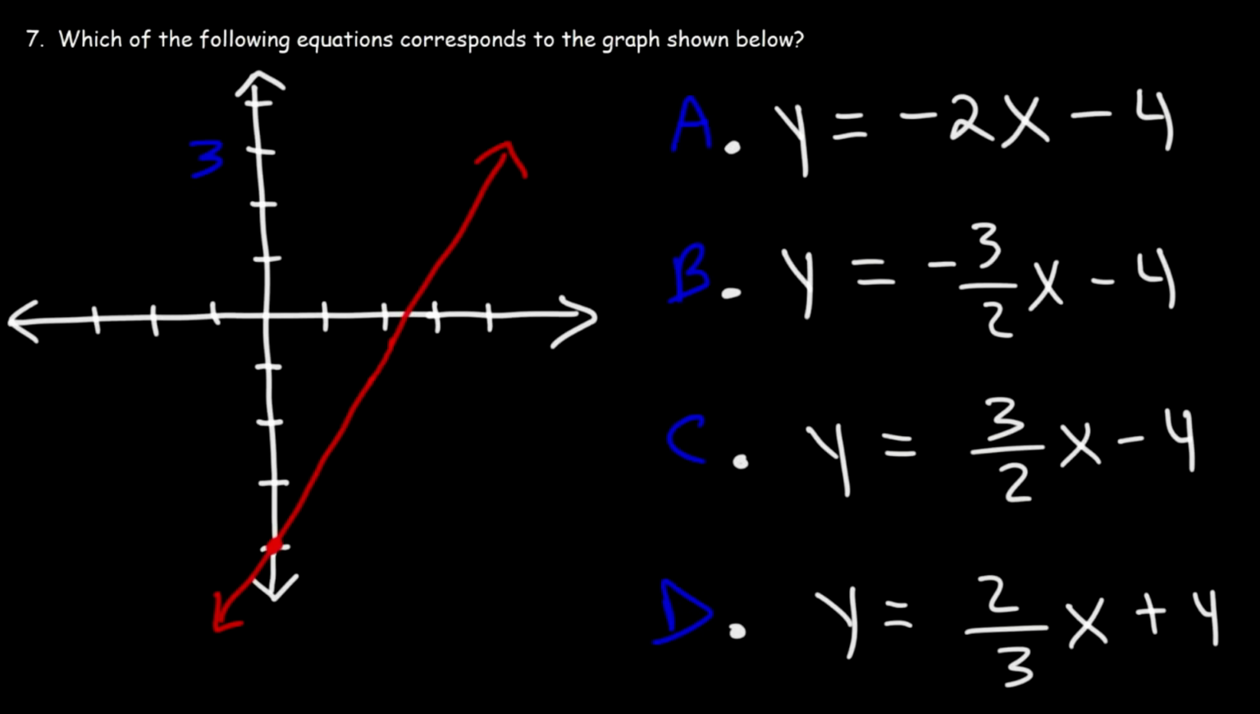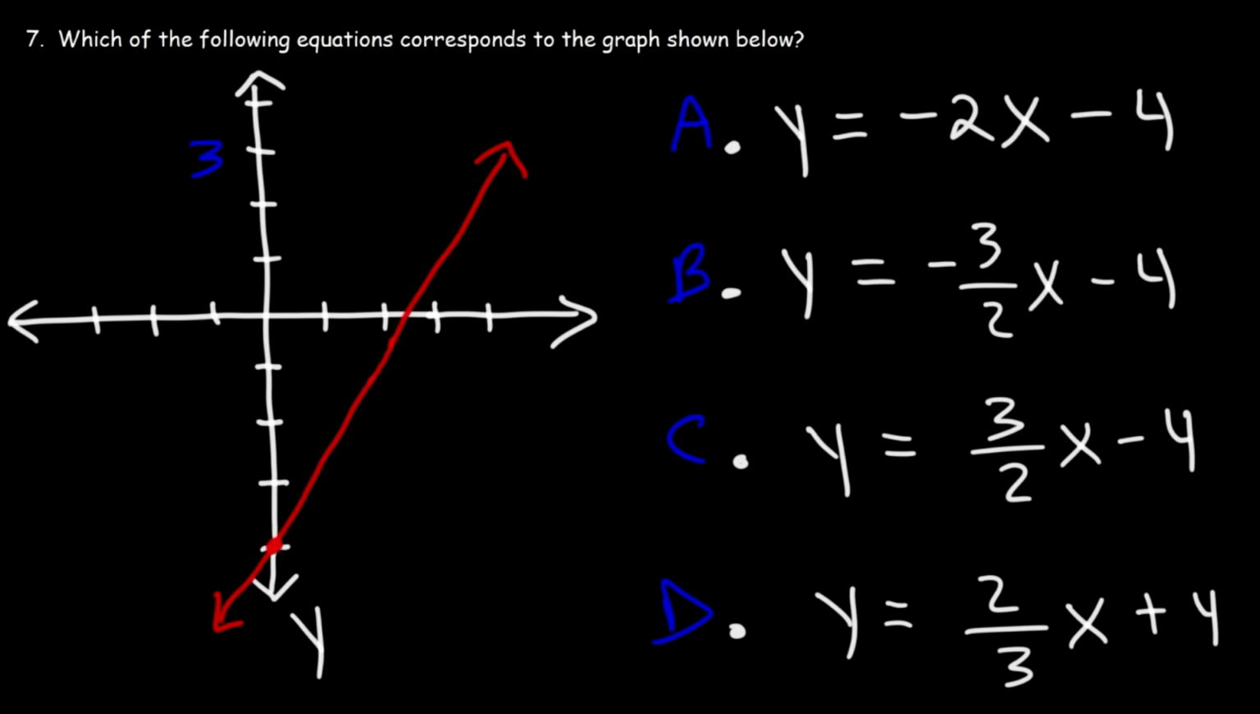Number 7. Which of the following equations corresponds to the graph shown below? So looking at our answer choices, we could see that all of them are in slope-intercept form. That is y equals mx plus b format. The number in front of x is the slope, and b is the y-intercept.